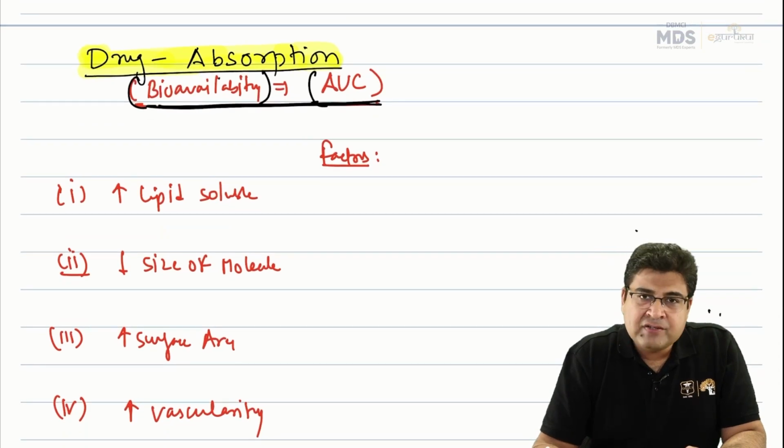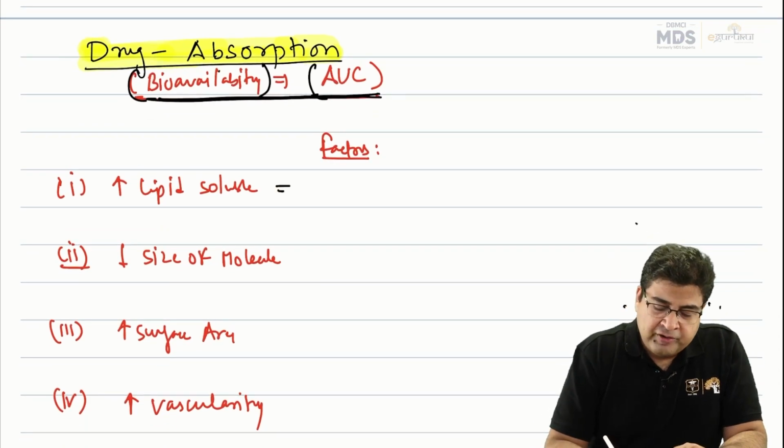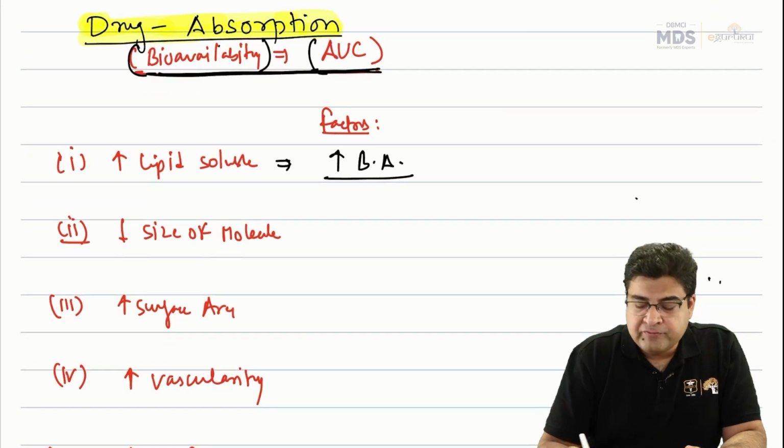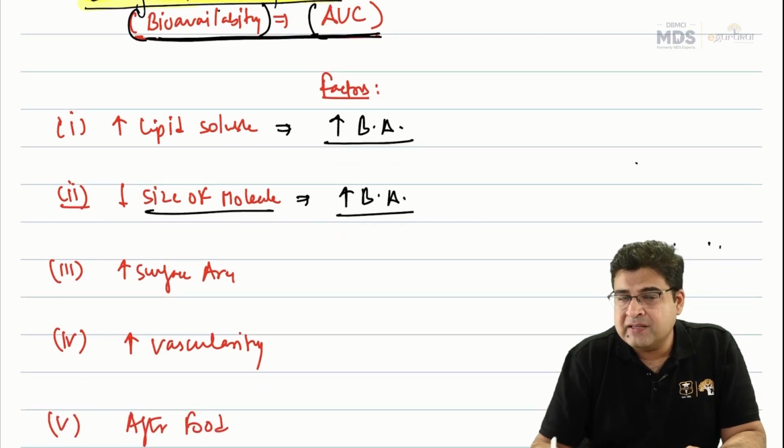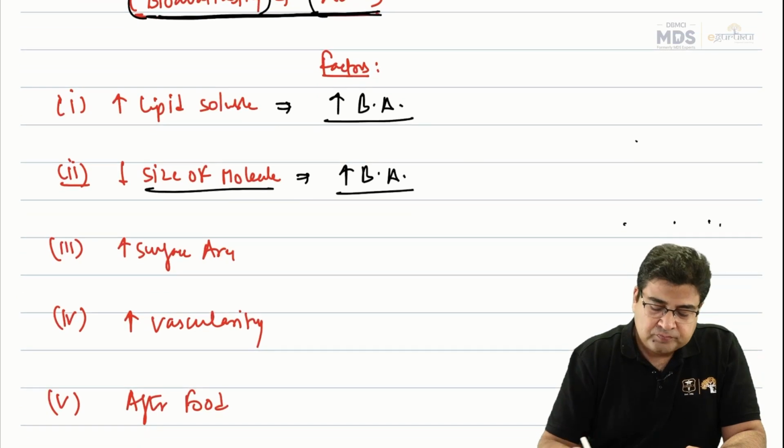So what are the various factors which can affect drug absorption? If a drug is more lipid soluble, the drug has more bioavailability. If the size of the molecule is less, it means the molecule can easily cross the membrane. So the less the size, the more the bioavailability. The more the size, the less the bioavailability.